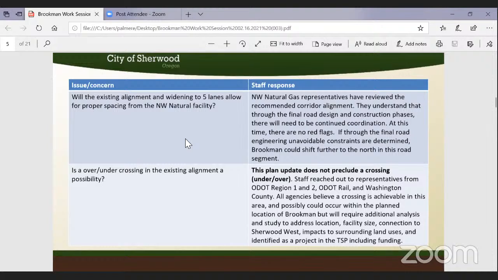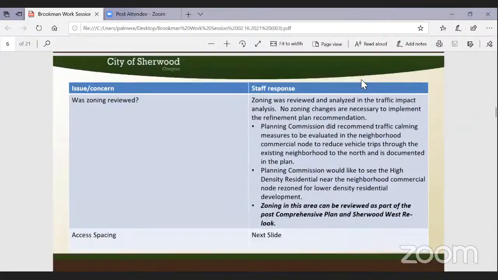Is there a potential for an over or under crossing in the existing alignment? This plan doesn't preclude an overcrossing. We have reached out to all of our agency partners, Washington County, ODOT Region 1, ODOT Rail, and all agencies believe that a crossing in this area between Brookman and Sherwood West is possible. It definitely could occur, but it will require some additional study. And additional questions need to be asked about this overcrossing or undercrossing, some type of grade separated crossing.